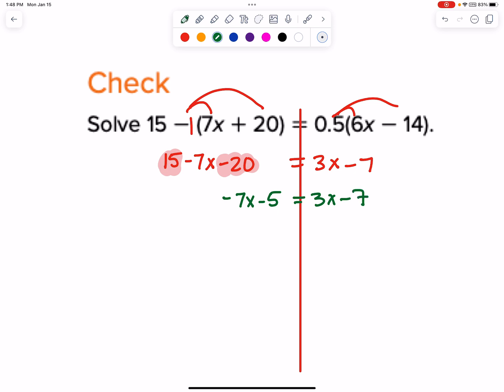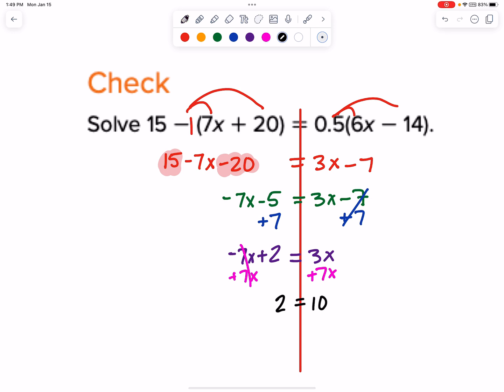Let's go ahead and start moving some things around. I'll add 7 to both sides, because that'll turn that into a positive. So 7, different sign subtract, we end up with 2 here. So negative 7x plus 2 equals 3x. And then we can go ahead and get our x's all on one side. So add 7x. Again, it doesn't matter the order you do this as long as you get x's on one side and the single numbers on the other. So we have 2 equals 10x.